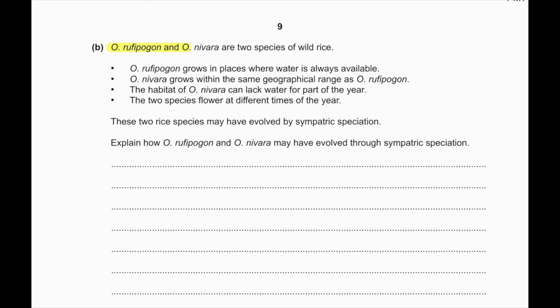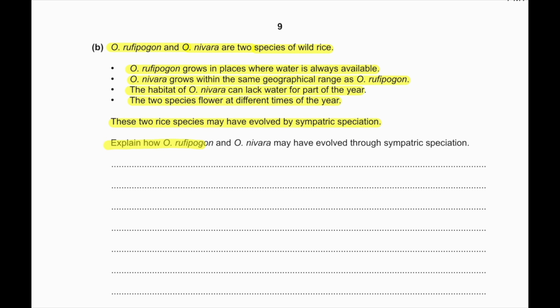O. rufipogon and O. nivara are 2 species of wild rice. O. rufipogon grows in places where water is always available. O. nivara grows within the same geographical range as O. rufipogon. The habitat of O. nivara can lack water for part of the year. The 2 species flower at different times of the year. These two rice species may have evolved by sympatric speciation.